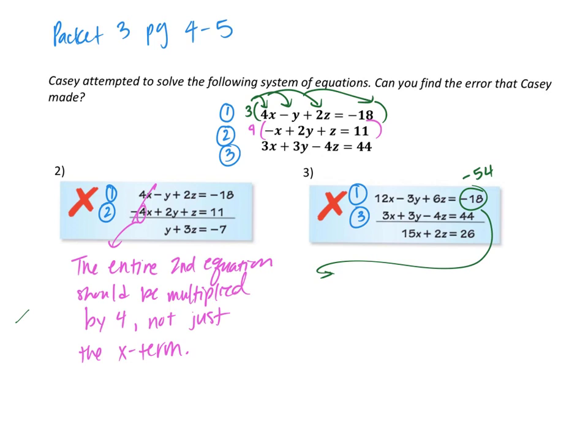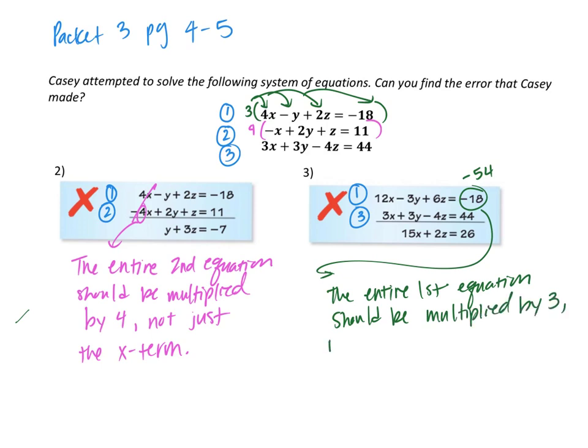And so I'm just going to write, again, the entire first equation should be multiplied by 3, not just one side. So something like that. This is a very common mistake that I actually made. Like, I'm very good at multiplying everything on one side, but sometimes I'll just forget that number, that constant that's sitting on the right-hand side.